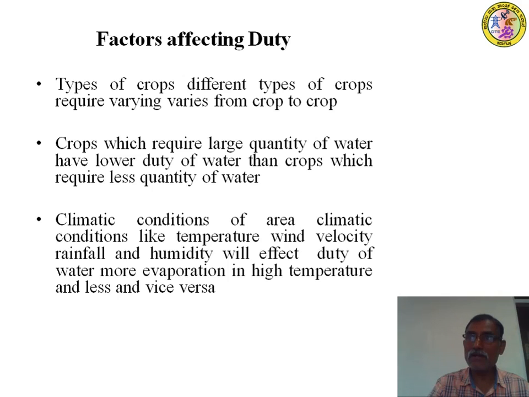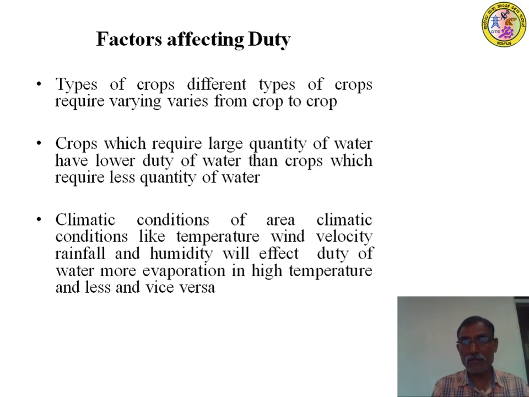If the denominator is less, the numerator will be more. That means for lesser discharge, more area is irrigated. Is it not? That's the thing. Crops which require a large quantity of water have a lower duty of water than crops which require less quantity of water, obviously. Climatic conditions of the area, like temperature, wind velocity, rainfall and humidity, will affect the duty of water. More evaporation in high temperature and less in low, and vice versa. Climatic conditions also play a very important role in the duty.